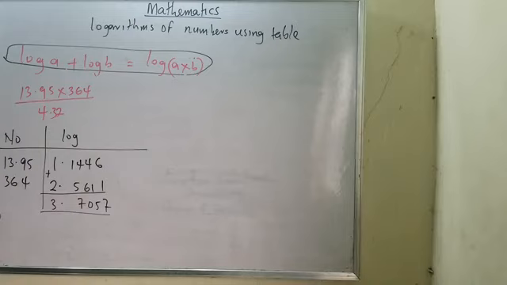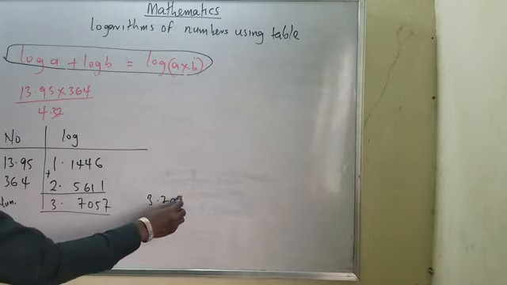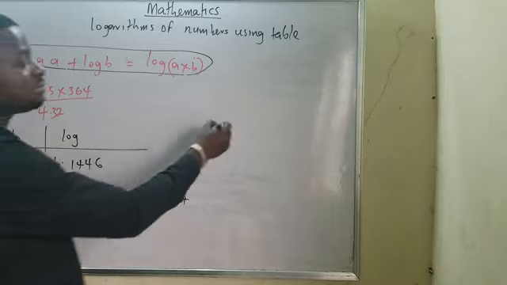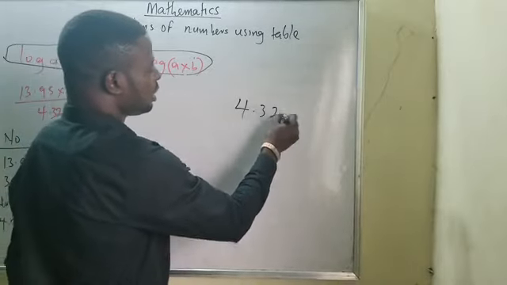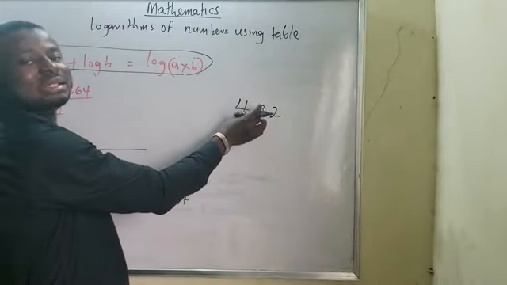I can call it the numerator, which implies 3.7057. Now I have that. I will now move on to the next one, which is the denominator. I have 1.32. This time around, the decimal is not shifting anywhere, because it's at the standard point.